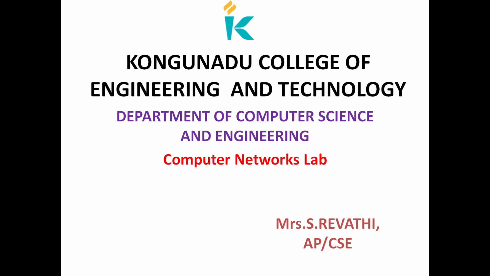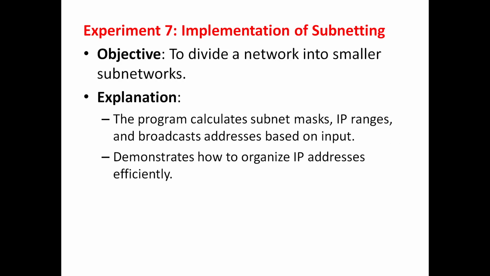We have 11 experiments under the computer networks lab. Today we are going to see the 7th experiment, implementation of subnetting. The objective of this experiment is to divide the larger network into smaller subnetworks.